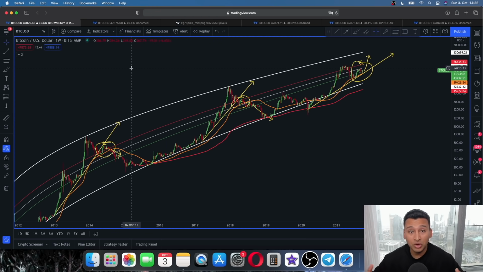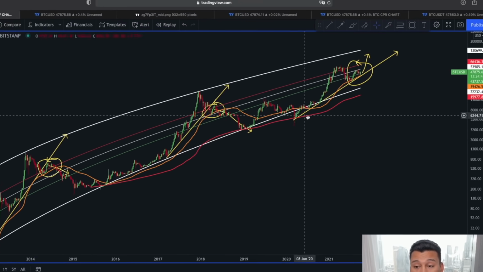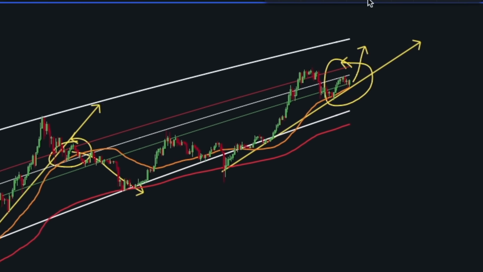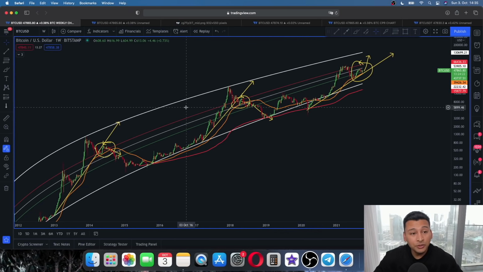Maybe we could see some more shakeout. That's also one scenario you have to take into consideration. But if you look at this in a bigger frame, you can see there is plenty of room to grow to the upside. If you look at this price action in a daily time frame, there is another very interesting scenario unfolding right now with Bitcoin.